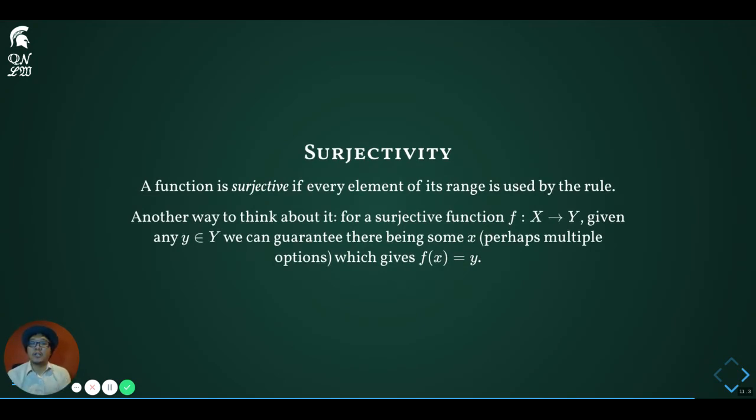A function is surjective if every element in the declared range is used by the rule. Notice that the definition is only operative because we allowed the range of the function to be bigger, to contain elements that are not used by the function's rule. Another way to think about surjective functions is that they are those which can be solved. The equation f of x equals y always has a solution for any y in the declared range. Note that there could be more than one solution in general. I will sometimes use the word surjection to refer to a function that is surjective.